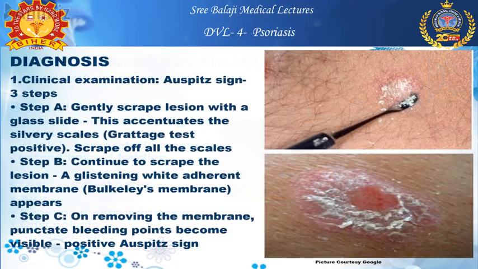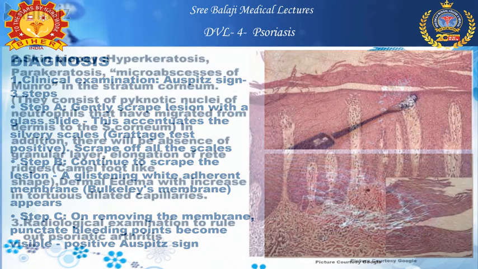Now, coming to the diagnosis, psoriasis is a clinical diagnosis. There is an important sign known as Auspitz sign. Here, we use a cover slip, a glass slide, or the blunt end of a blade to scrape off the silvery white scales. These silvery white scales just fall off, and this is known as the grattage test. Once we scrape off the scales, we come across a glistening shiny membrane known as Buckley's membrane with pinpoint bleeding points. Once the pinpoint bleeding points become visible, it indicates a positive Auspitz sign.